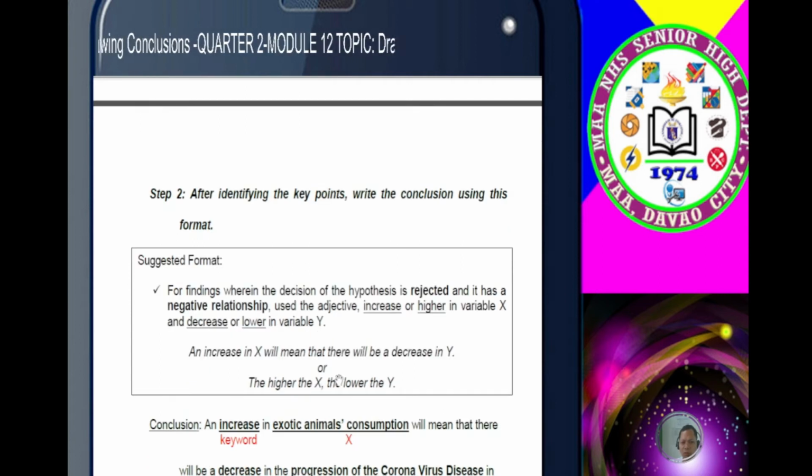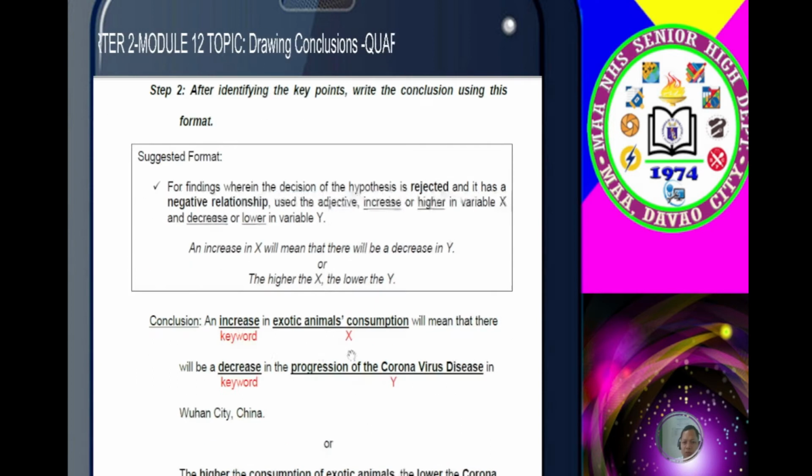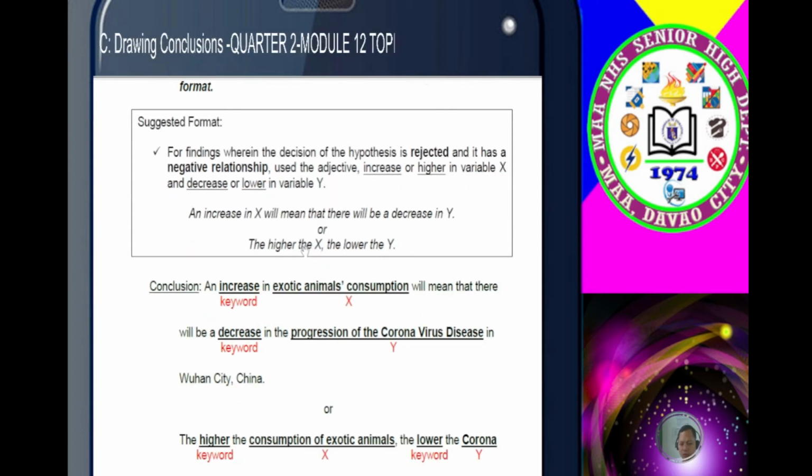Okay, so step 2, after identifying the key points, write the conclusion using this format. An increase in X will mean that there will be a decrease in Y, or the higher the X, the lower the Y. We say it in this term because there is a negative relationship. If one variable increases, the other variable decreases, or vice versa.